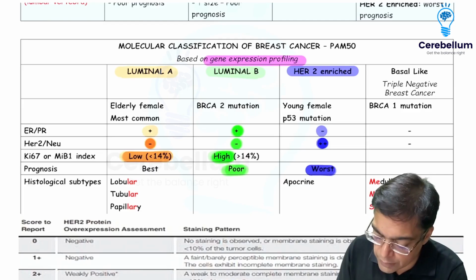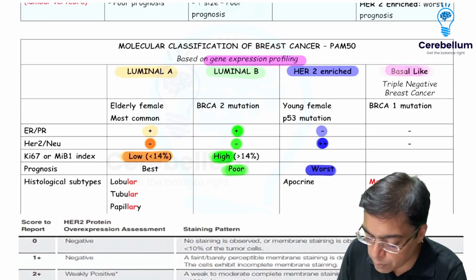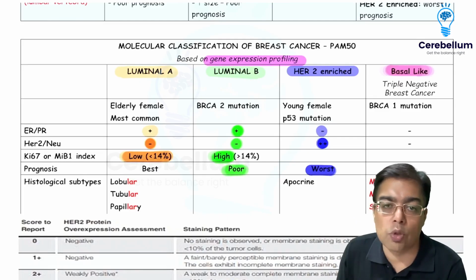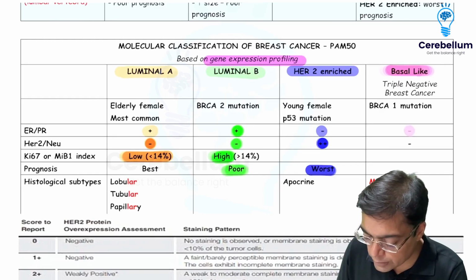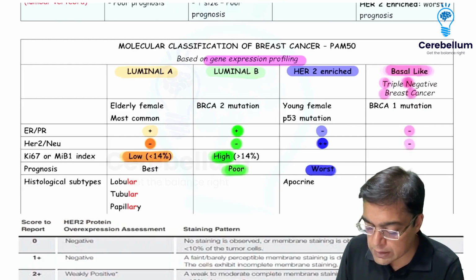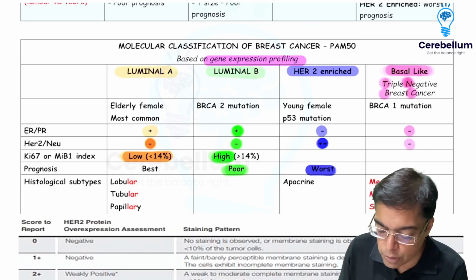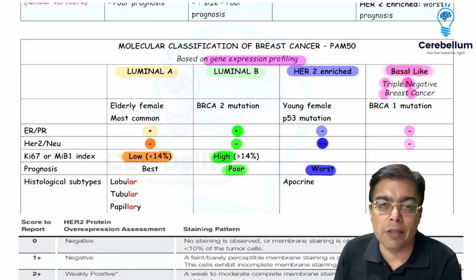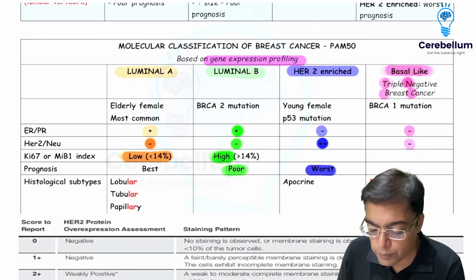So far as the basal-like variant is concerned, the important point is that estrogen receptor, progesterone receptor, HER2 receptor, none of them is going to be overexpressed. All of them are going to be negative. Therefore, it is also being given the name of TNBC, triple negative breast cancer. That's what we need to remember so far as the molecular classification is concerned. That is important from the perspective of giving a treatment to the patient as well. That's what we need to have an idea of.